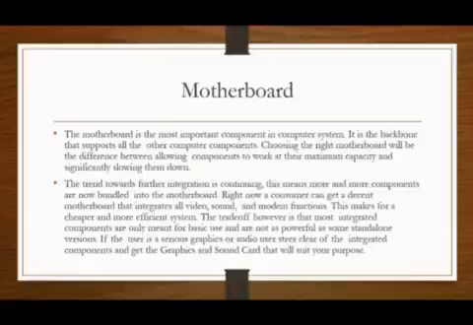The trade-off, however, is that most integrated components are only meant for basic use and are not as powerful as some standalone versions. If the user is a serious graphics or audio user, steer clear of the integrated components and get the graphics and sound card that will suit your purpose.